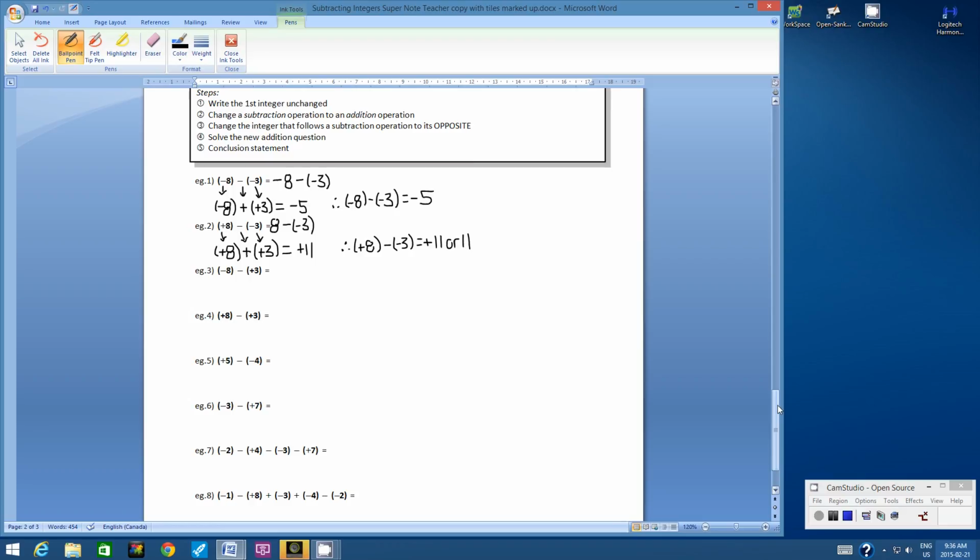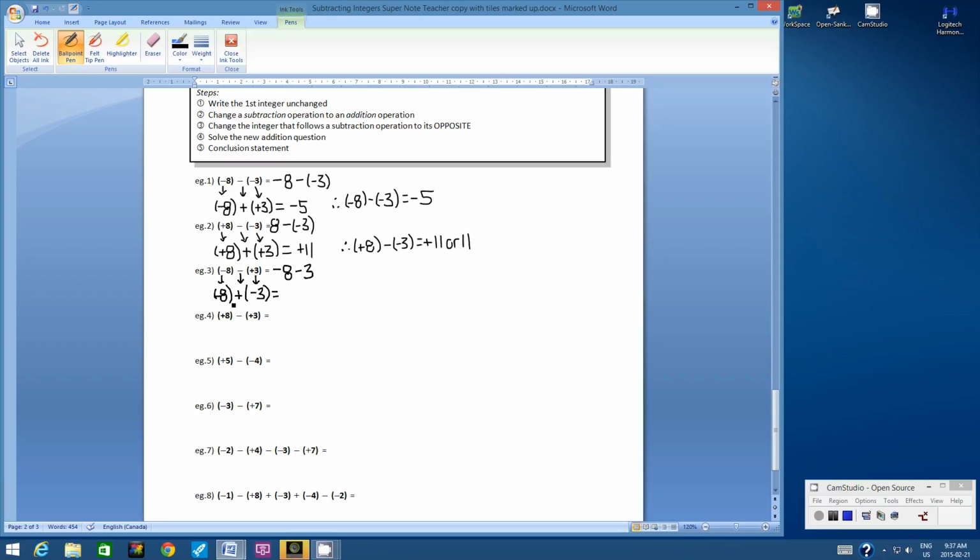Let's go on to Example 3. Rewrite this in standard form. This is how we would rewrite it in standard form: negative 8, subtract 3. All right, let's go through our rules. First integer unchanged, negative 8. Subtraction operation changes to addition. The integer that follows the subtraction statement becomes its opposite. Positive 3 turns into negative 3.